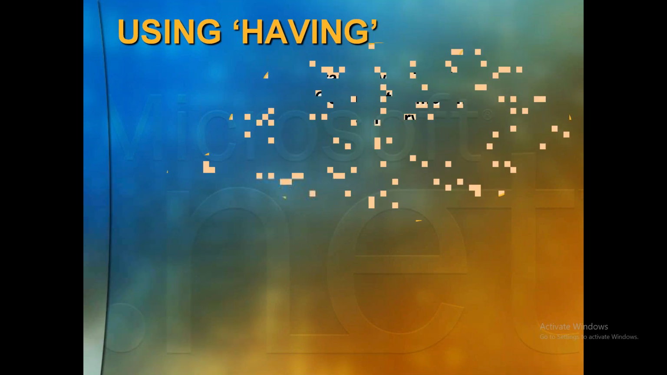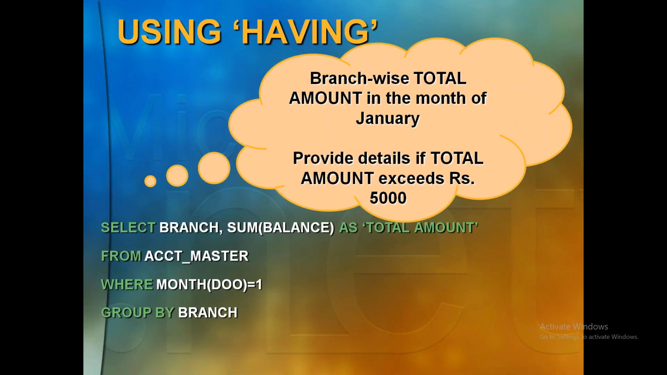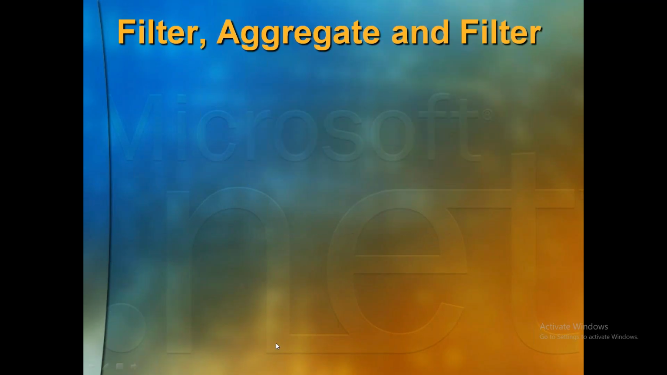So people may ask you a lot of questions like this. Branch wise total amount in the month of January. Provide details if amount exceeds 5,000. So branch wise means group by branch, month of January, month of DO is equivalent to 1, or you can say date part comma DO equals to 1. After that you need to have having sum of balance greater than 5,000. Clear? Filter, aggregate, again filter.